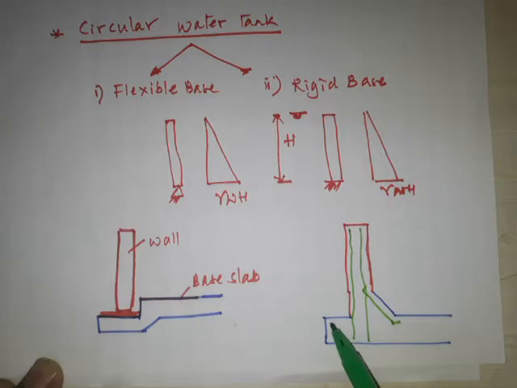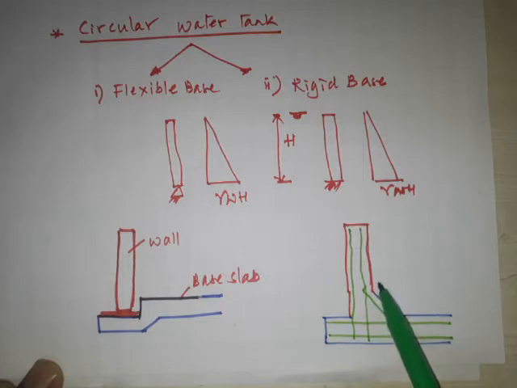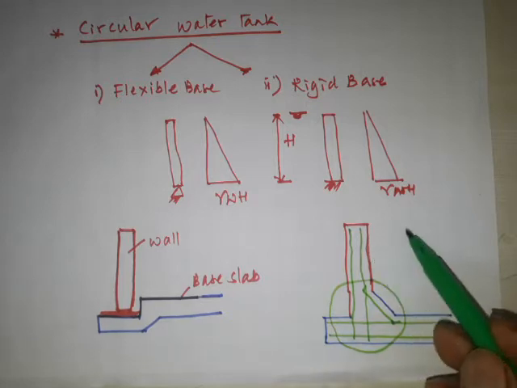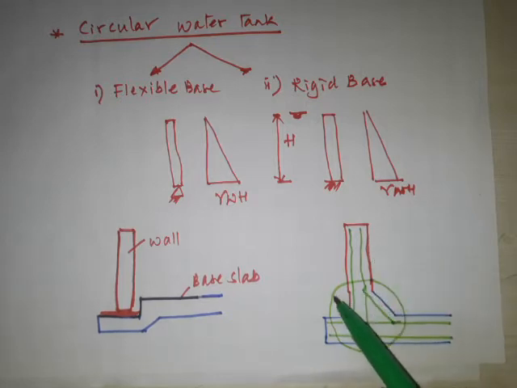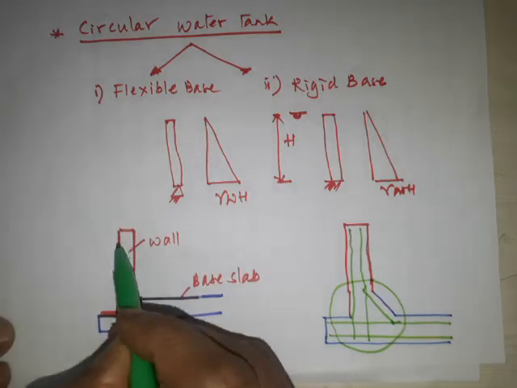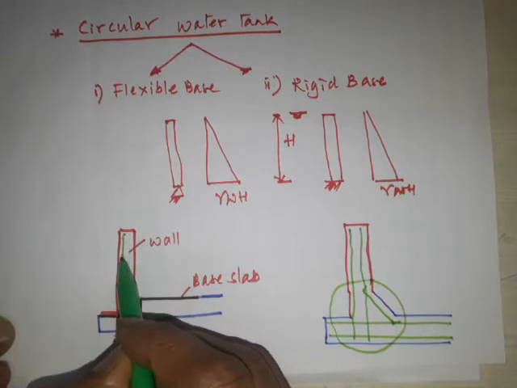Okay, and the reinforcement for the base slab. Okay, so what is happening here? We are providing a rigid connection between the junction of the base slab and the vertical wall. So this is a vertical wall and this is a base slab. So we are providing the rigid connection between the base slab and the vertical wall. But what is happening here?